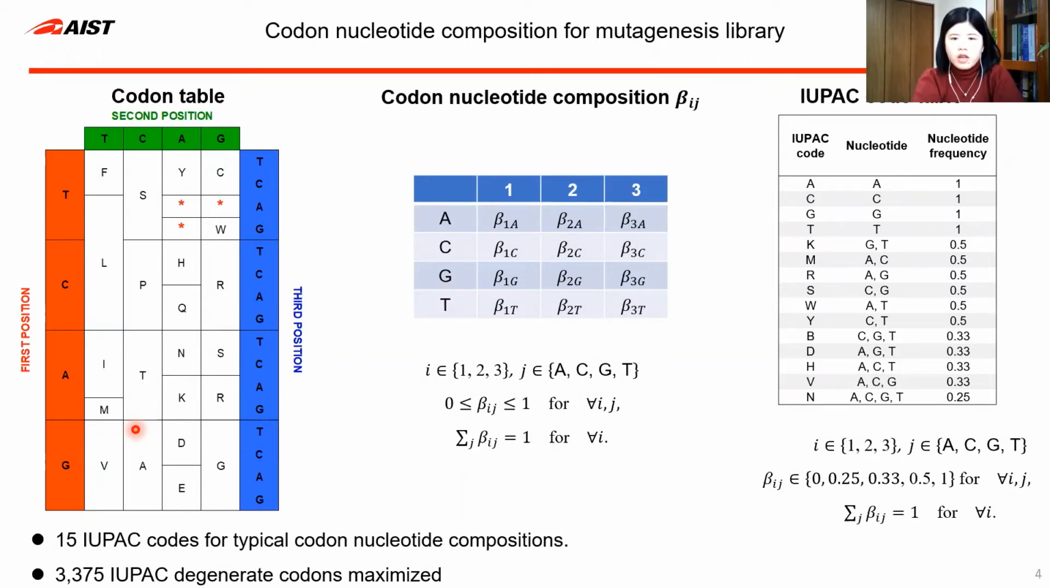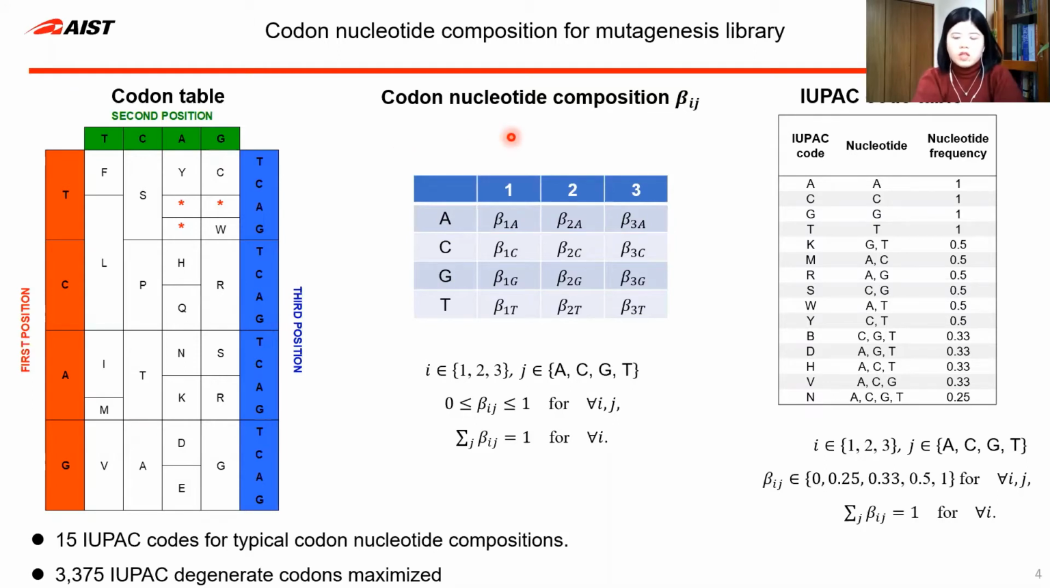Here is a standard codon table. It contains 3 positions of nucleotides. For each position, there are 4 possible nucleotides. So in total, 64 possible combinations encode 20 amino acids and 3 stop codons.